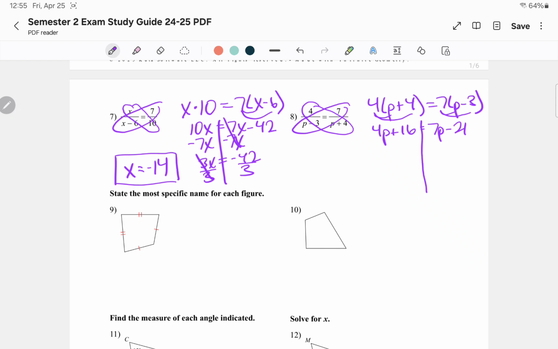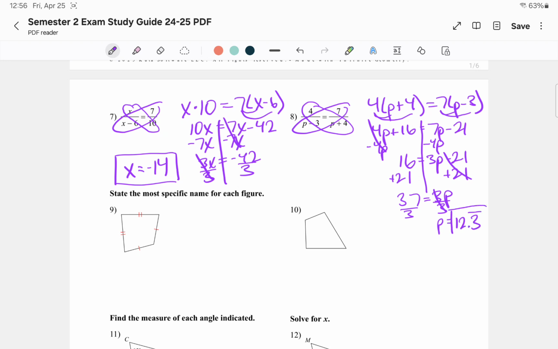So I have a variable on both sides, and I have a number on both sides, so I can choose which one I want to cancel out. I'm going to cancel out the smaller one, so that's going to keep things positive. So I have 16 equals 3p minus 21. I'm going to add 21 to both sides, and I get 37 equals 3p. I'm almost done, and I divide by 3. So I'm going to get a decimal here. So 37 divided by 3 is 12.3 repeating. All right, so that is Unit 6.